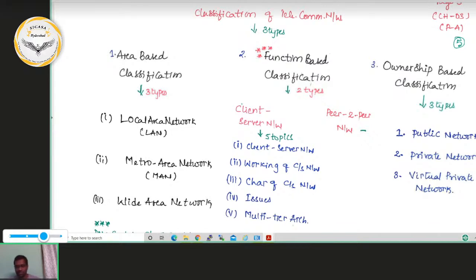Function-based classification is classified into 2 types. First is client-server network, second is peer-to-peer network. Client-server networks are further classified into 5 topics: client-server network, working of client-server network, characteristics of client-server network, issues in client-server network, and multi-tier architecture. Peer-to-peer networks we have already studied. Ownership-based classification is divided into 3 types: public network, private network, and virtual private network. So this is about classification of telecommunication networks. Now let us move to the next topic.